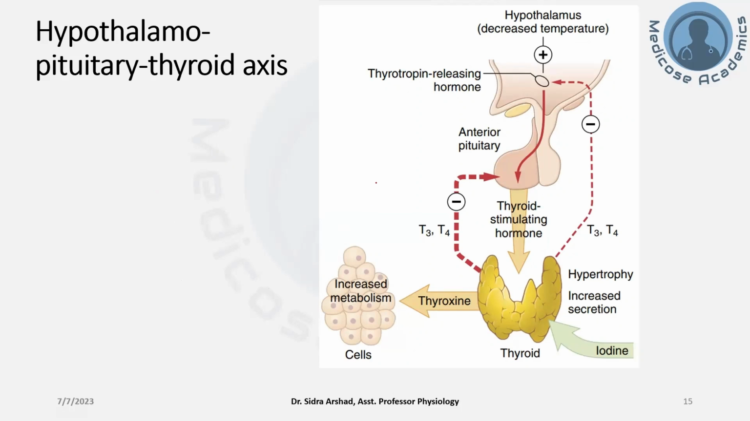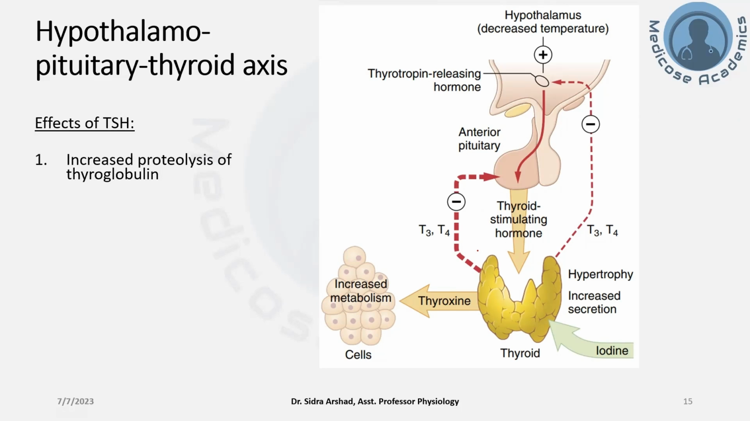So what happens is that in response to certain stimuli, for example, decreased temperature, the thyrotropin releasing hormone, TRH, is released from the hypothalamus. It acts on the anterior pituitary cells, which are involved in the production of TSH. These cells then release TSH or thyroid stimulating hormone. The thyroid stimulating hormone has its receptors on the follicular cells of the thyroid gland. It binds with those receptors, and an increase in the cyclic AMP levels brings about certain effects in the thyroid gland.